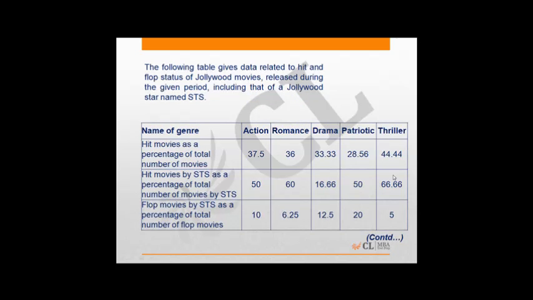The second table talks about the percentage of hit movies as a total number of movies again among those five genres. Next, it talks about the hit movies given by a famous Jollywood star STS as a percentage of total number of movies by him, and flop movies by STS as a percentage of total number of flop movies. All these figures are in percentage.